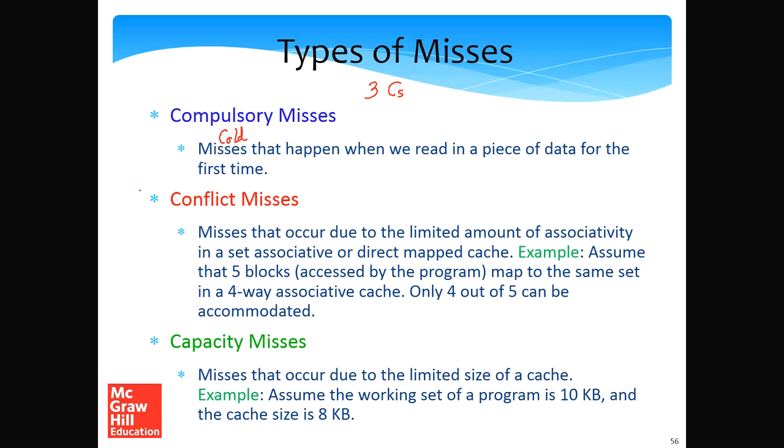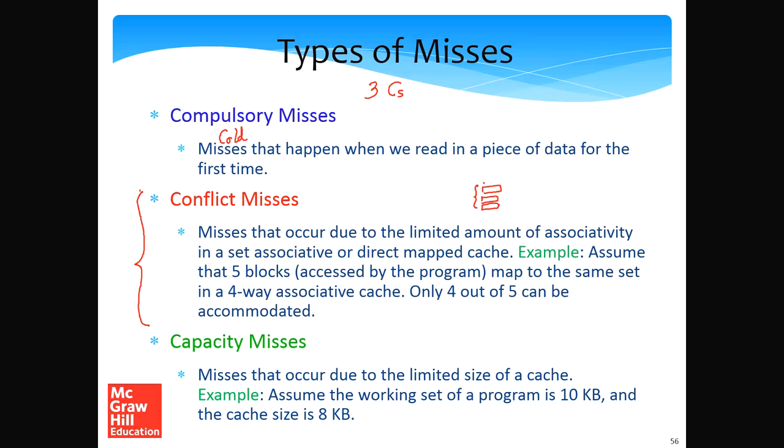Next, we can have conflict misses. A conflict miss is like this: these are misses that occur due to a limited amount of associativity in a cache. So for example, assume that a cache is four-way associative, which means that in each set there are four ways or four entries.